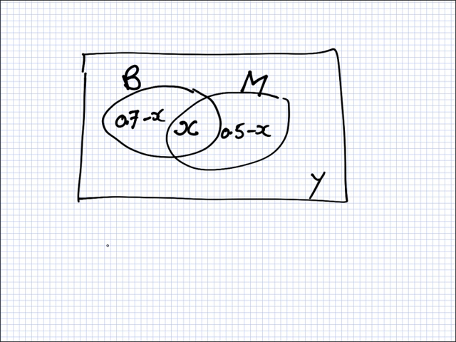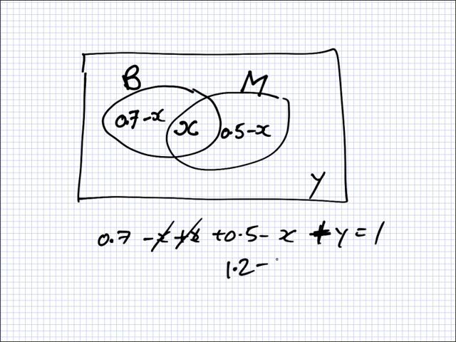Right, so what can we make here? We can say 0.7 minus x plus 0.5 minus x plus y equals 1. Right, so that and that cancel. 0.7 plus 0.5 is 1.2 minus x plus y. That should equal 1. So minus x plus y should equal minus 0.2. So x minus y equals 0.2.